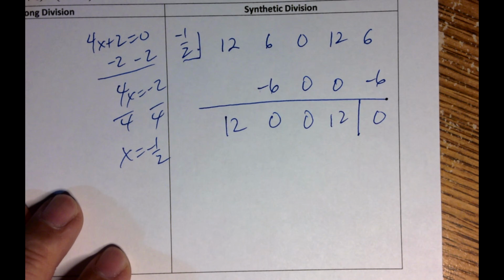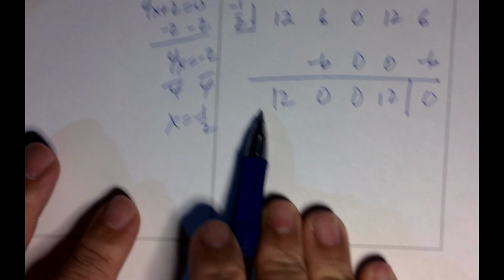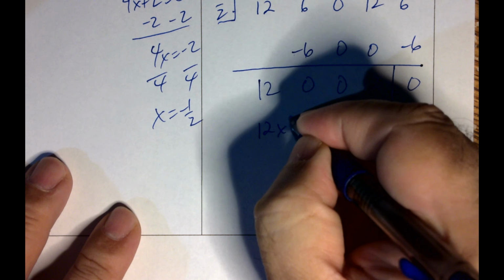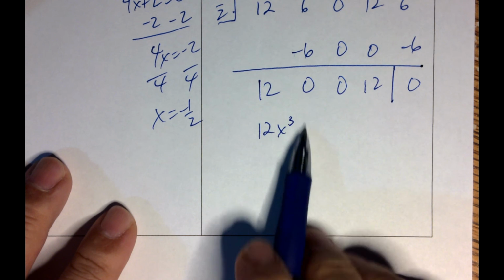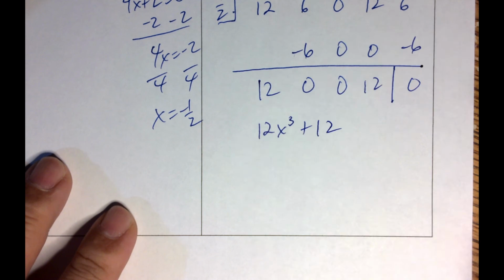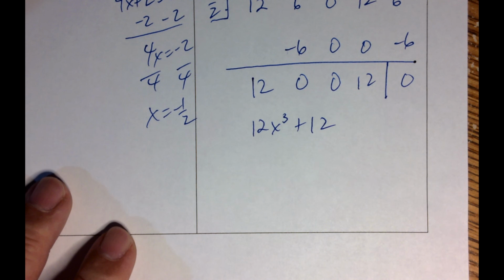Now, what do I do with this? So, remember, the exponent was x to the 4th to begin with, so this is going to be x cubed. So it's 12x cubed plus 0x squared plus 0x plus 12. Well, here's the bad news. That's actually not the right answer. Okay, I forgot already. So what did I forget?